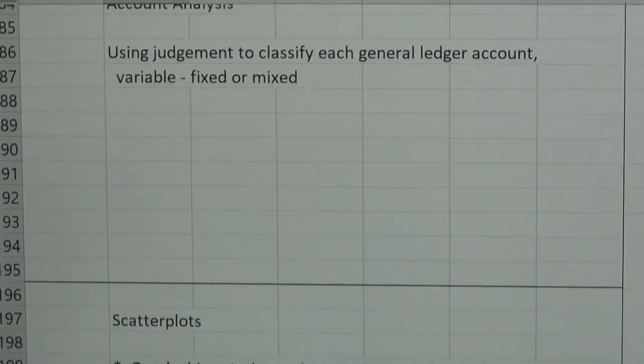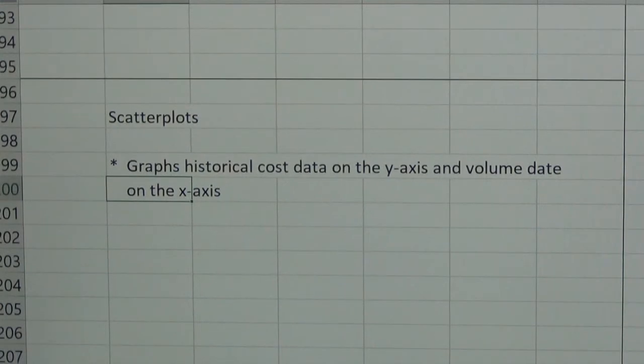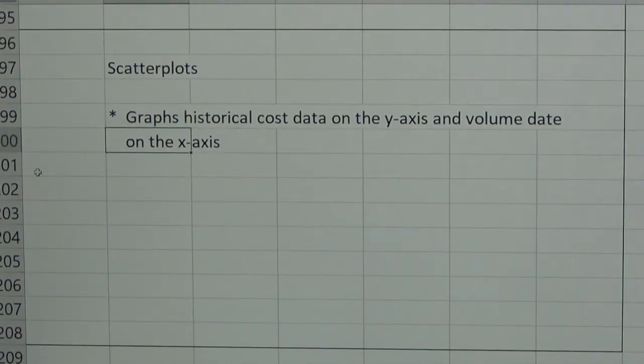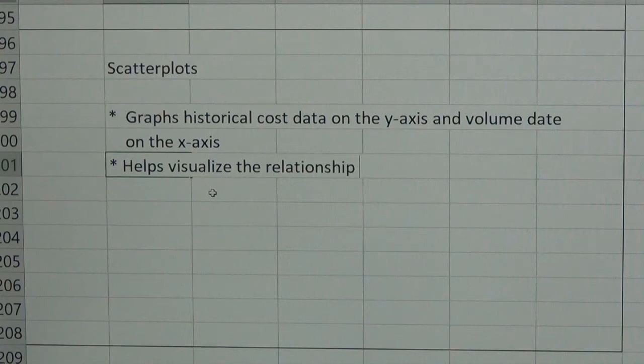The next element of the 4 was called the scatter plots. With the scatter plot, you're using graphs, with historical cost data on the y-axis and the volume data on the x-axis. We're just going to plot everything over a period of time. And what this does is help the person that's analyzing to visualize the relationship between cost and volume.